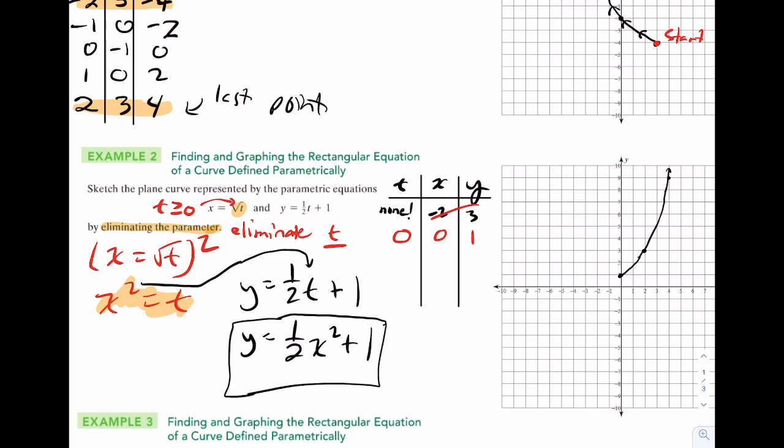And now let's start plugging in some values for t. Let's say t was 4. If t is 4, then x is 2. And if t is 4, you get 3, 2, 3. So notice how that point does line up. And then we can continue this if we want to get more points.